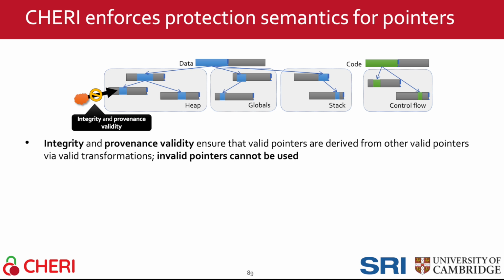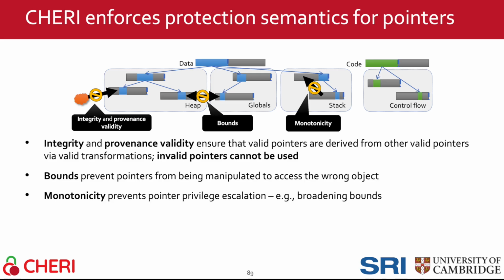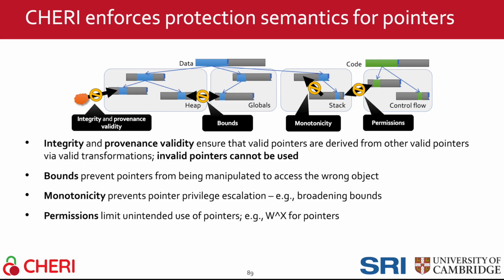Okay, we get integrity and provenance properties. So we can guarantee the integrity of our pointers. You can't just get a pointer coming out of thin air. We've got bounded access to data, and that resolves a lot of problems. We've got monotonicity, so this idea that you cannot grow your bounds and permissions.